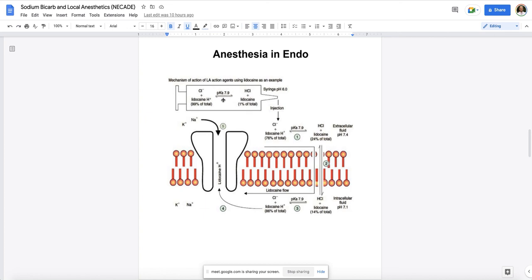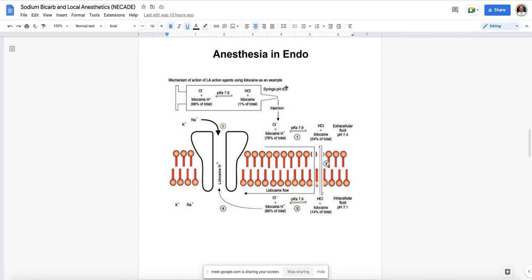pKa, which comes from your Henderson-Hasselbalch equation, basically says what percentage of these live, let me take that back. At a pH of 7.9, you have 50% here and 50% here. It means that they live in equilibrium. That's how Henderson-Hasselbalch says this. Well, we know that our physiologic pH is not 7.9. It's closer to 7.4, which means that we probably have more of the ionized version.